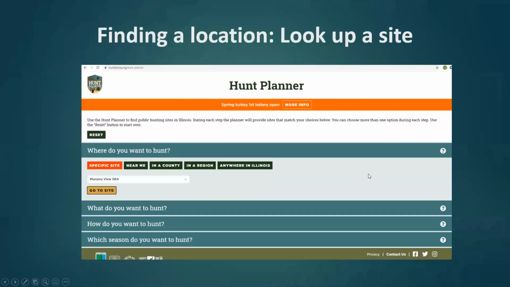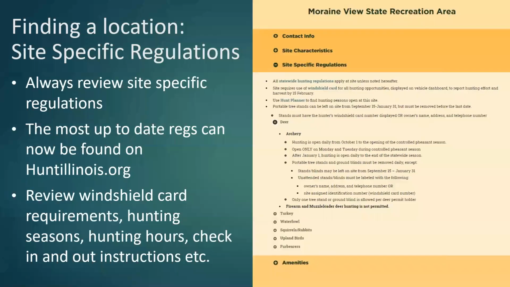So I put Moraine View, and we got the site-specific regulations for that. So this pops up, and you can look at the site-specific regs, and then you can click on deer. So this is all drop-down tabs. So hit site-specific regs, hit deer, and then this gives you all of the information there for the site-specific regulations on deer hunting. You can see here that firearm muzzleloader is not permitted at the site, so that's why all the deer that were taken from there were archery deer. And it's important to check these out, see if there's any windshield card requirements, see if there's any check-in, check-out requirements, and hunting hours for these sites, because each site varies.